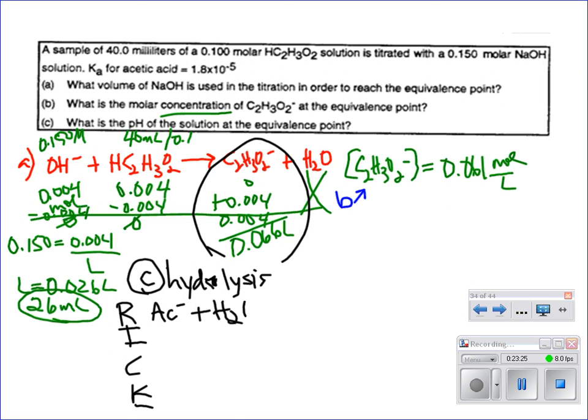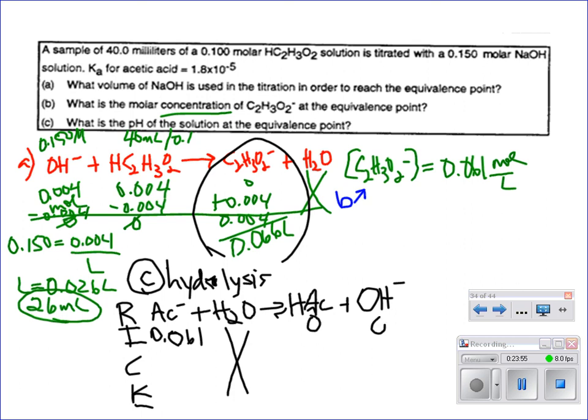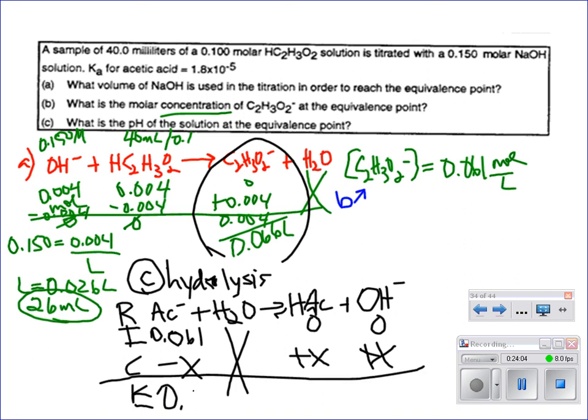Acetate plus water gives us acetic acid plus OH minus. People at home think I can't draw. It's not me, it's the board. So our original concentration is 0.061. We're going to lose X, gain X, gain X. X is negligible.